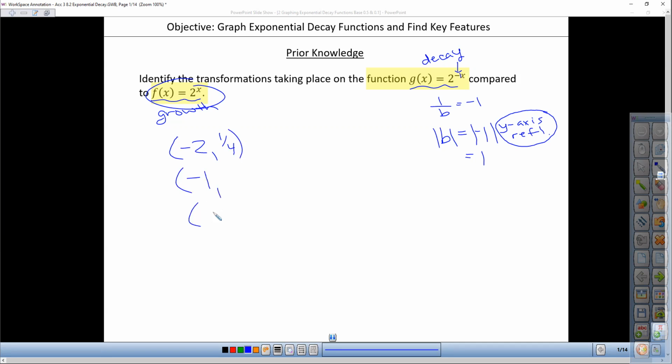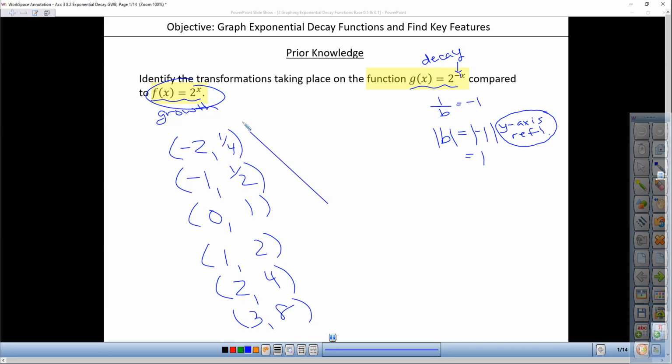using x values that are the integers from -2 to 3. And then the y's correspond to the powers of 2 that we get. So we'd have 1/2, we'd have 1, we'd have 2 to the first, which is 2, 2 squared, which is 4, 2 cubed, which is 8. And what we'll do is we'll take these and we will reflect them across the y-axis. And then if we have any stretch or compression or translations, we will do that afterwards. And that will allow us to graph our decay functions.